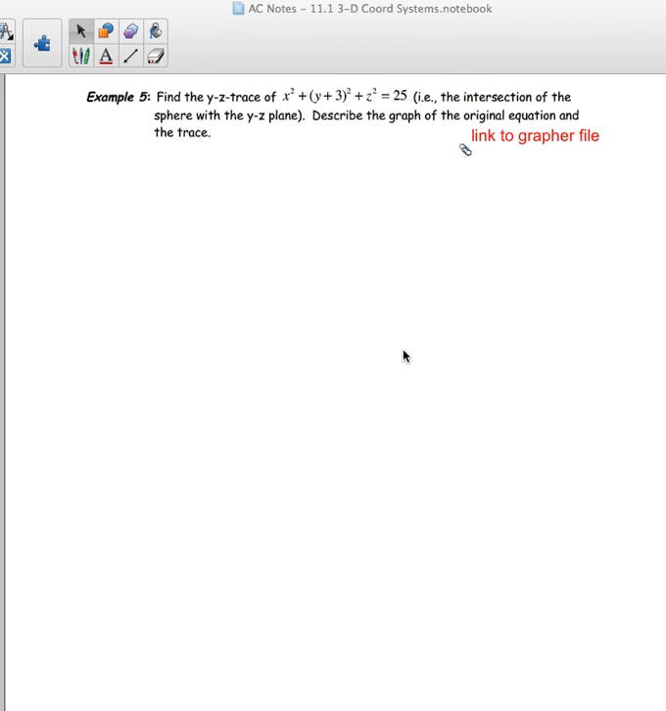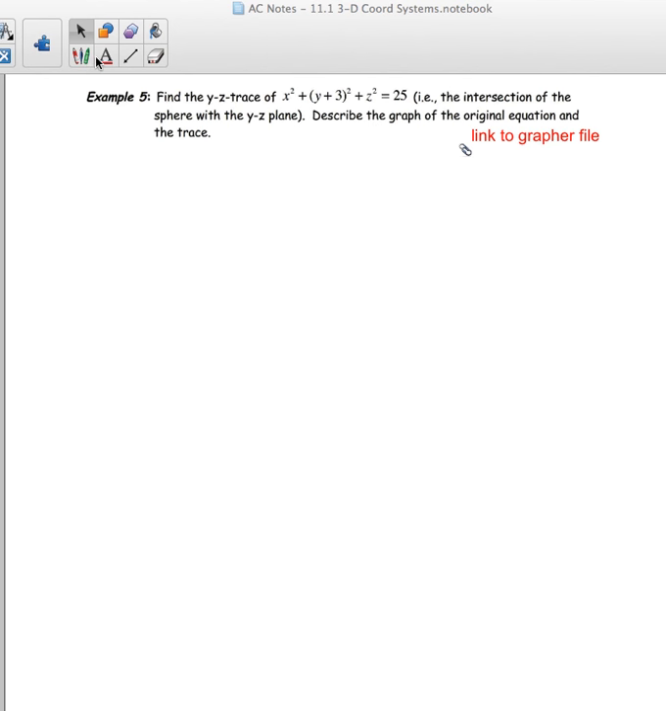This is example 5 from notes 11.1 to 3, which is talking about the 3D coordinate system. We're trying to find the YZ trace of a sphere. So it's the intersection of a sphere with the YZ plane. That's what the trace is. And we're supposed to describe the graph of the original equation and then the trace.